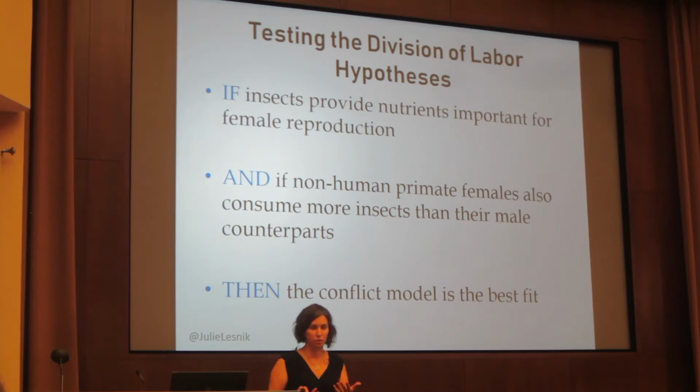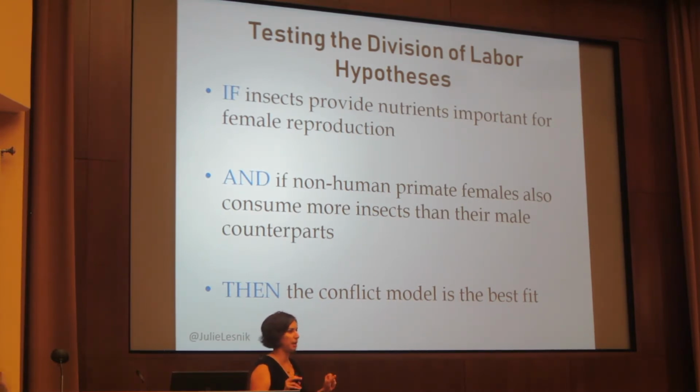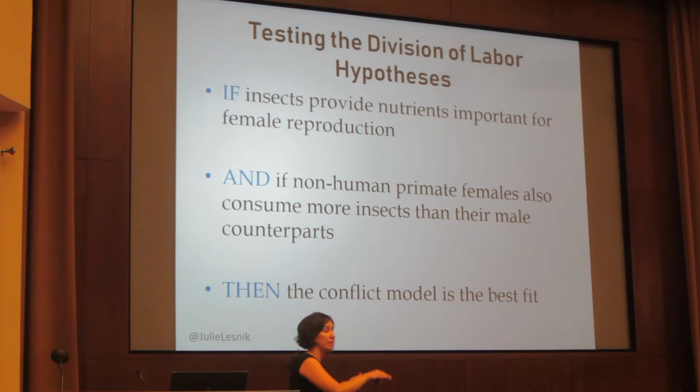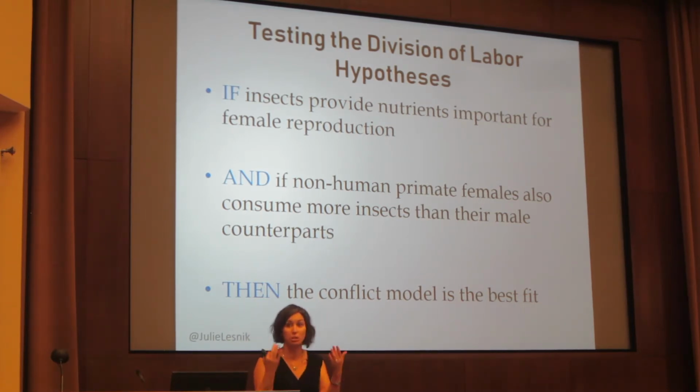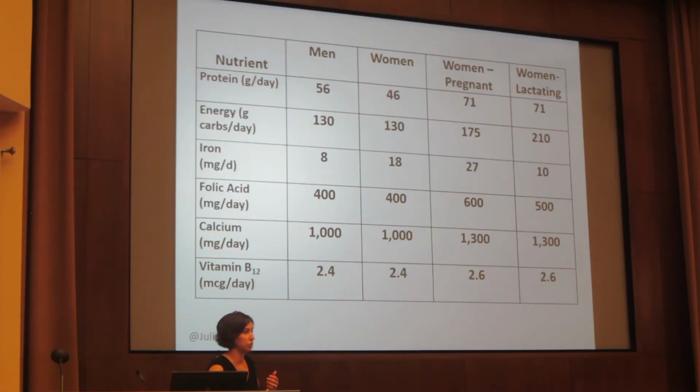So to test this division of labor, we can prove there is definitely a division of labor, to test the hypotheses behind it, I set this up. If insects provide nutrients important for female reproduction, and if the non-human primate females also consume insects more than their male counterparts, then the conflict model is actually the best fit model for this division of labor.